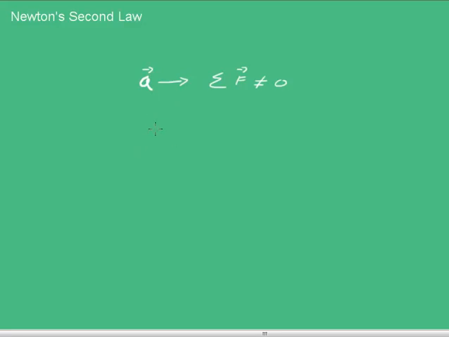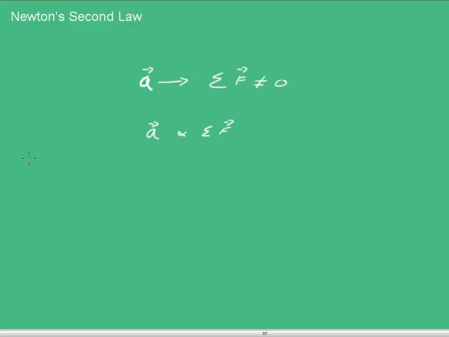So we could start off by saying that Newton's second law simply states that the acceleration is going to be proportional to the net force. That means that this ratio is a constant. The ratio of the net force to the acceleration is a constant.